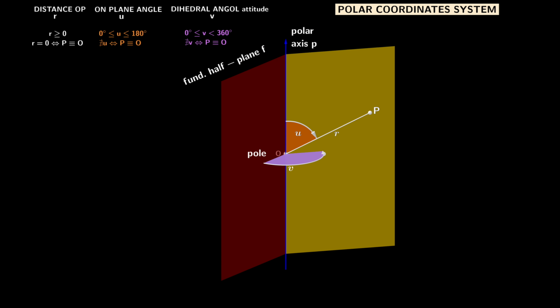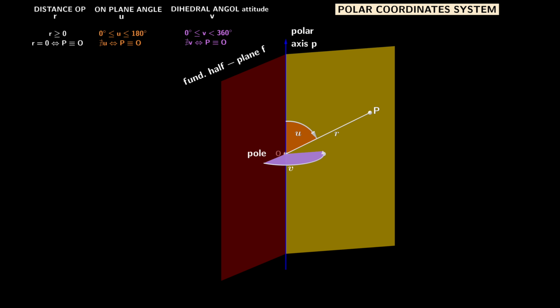The polar coordinates of a point P in space range as follows: R is greater than or equal to 0, 0 degrees less than or equal to U less than or equal to 180 degrees, 0 degrees less than or equal to V less than 360 degrees. The pole O is the only point in space for which R equals 0 and neither U nor V polar coordinates are defined.